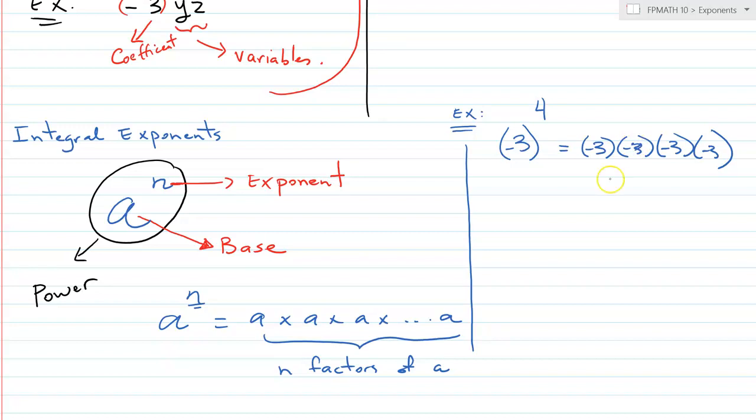The other way is, can we go the other way, like writing it in compact form? So if I write down minus 1 times minus 1 times minus 1, what is that equal to? Well, the base is minus 1, and how many times is it being repeated? That's the exponent, 3. All right.